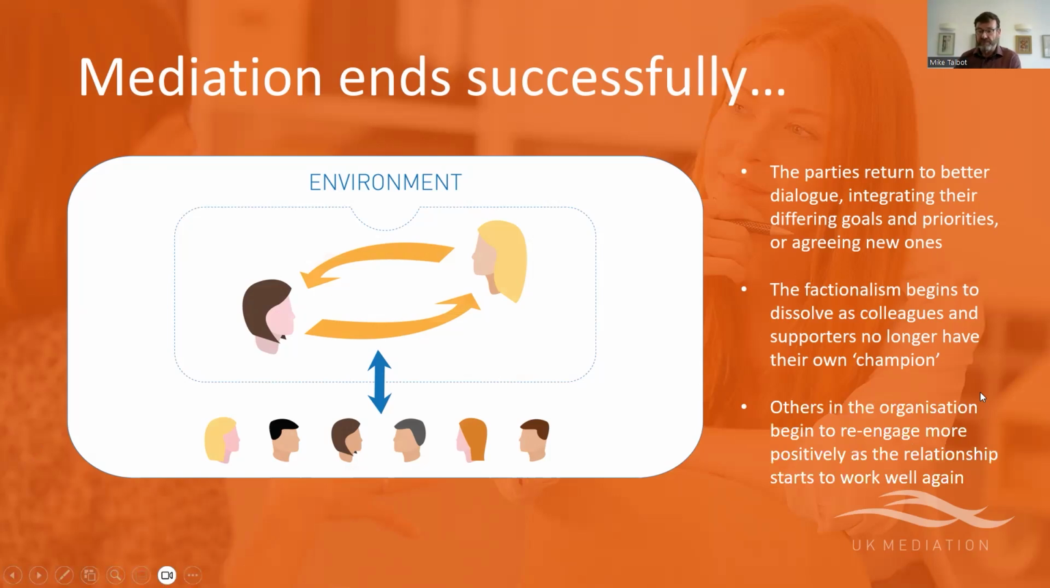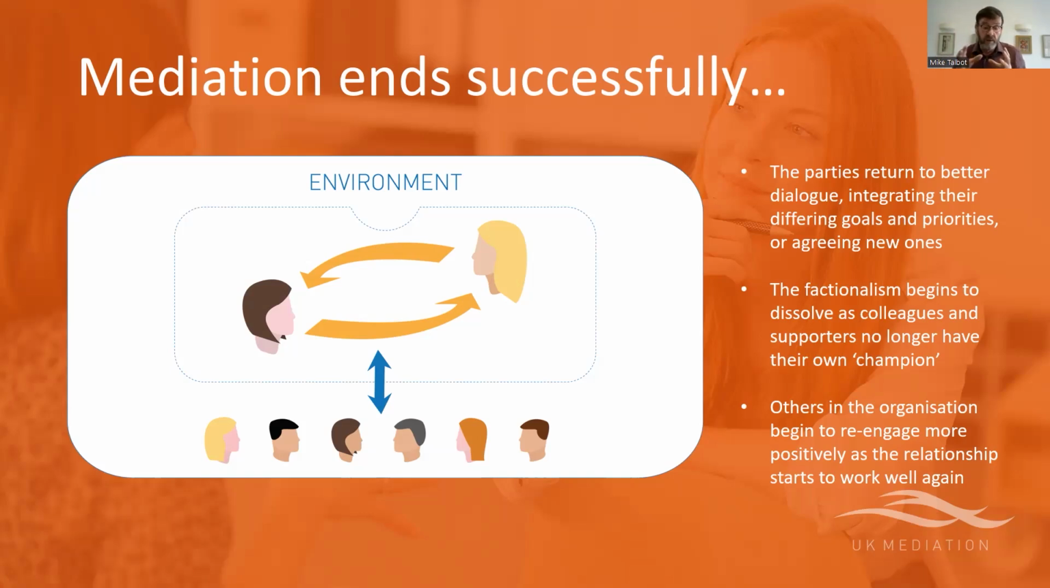They don't have their own champion. But what can happen then is they can start to re-engage more positively. Some people are very averse to conflict, very frightened by it, and I can understand absolutely why that is. And they will tend to hide in an environment where there's conflict in the office. When it's resolved, you tend to get heads up and people start to re-engage with those parties who've been in conflict.